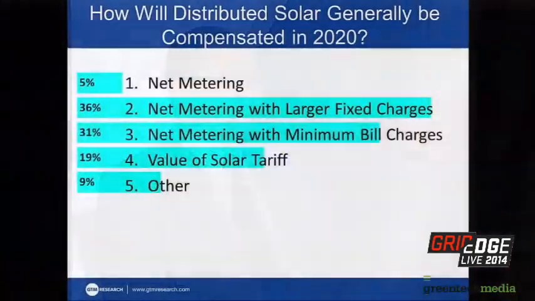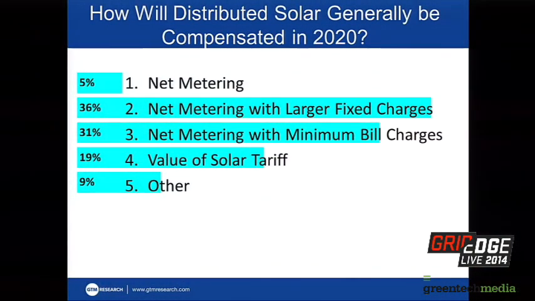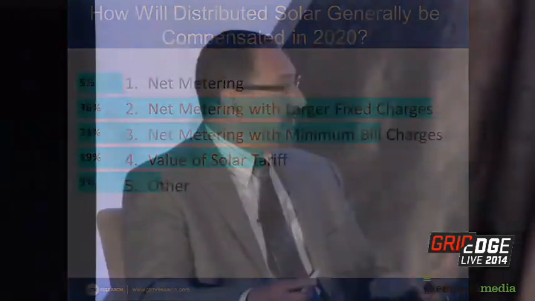Lee, you're the utility here. Well, I chose number four, but there's elements of all of them that are valid. And by 2020, I don't know if we'll quite get there yet, but I think we'll certainly be on our way. And value of solar would be how the distributed solar would be compensated. But really, that's part of a disaggregated, unbundled rate, not based on kilowatt hours.